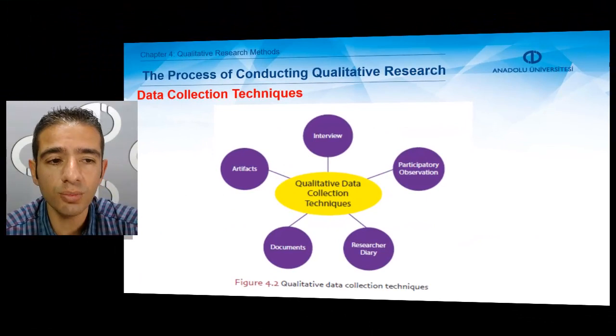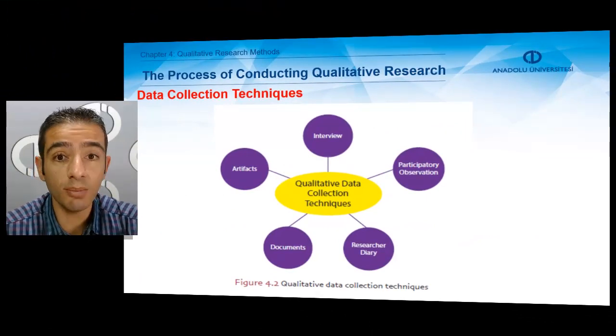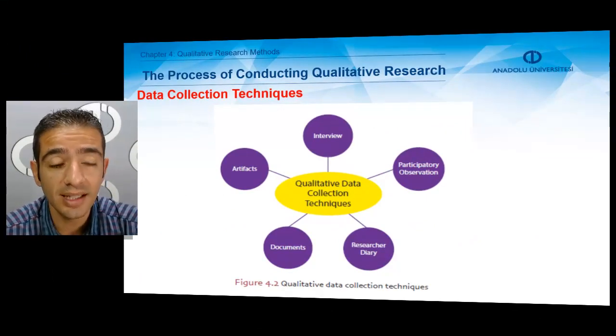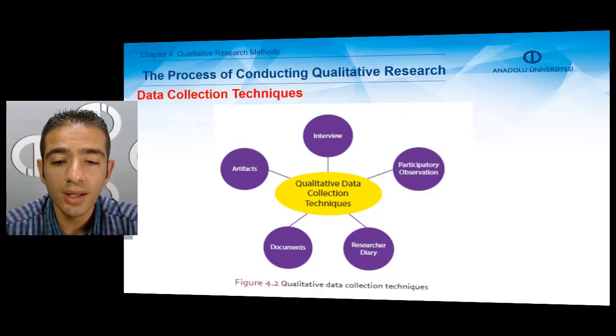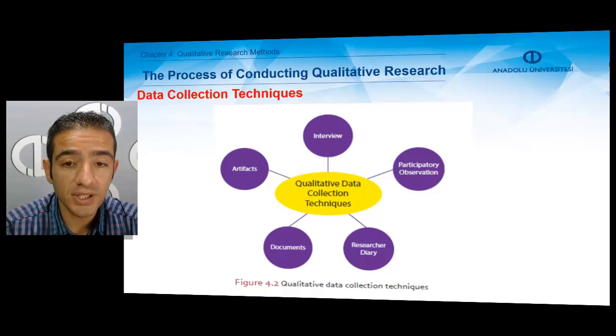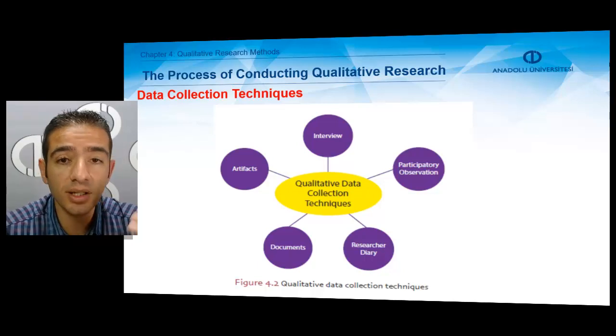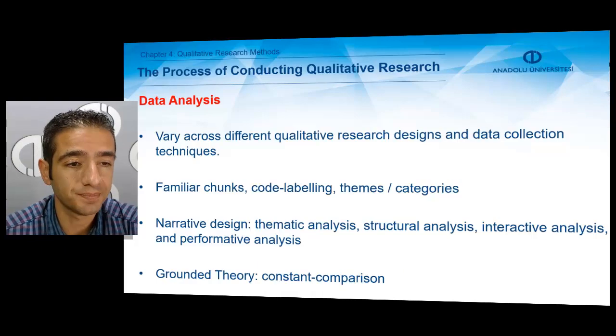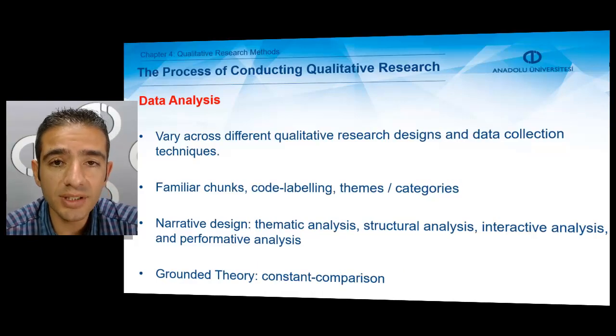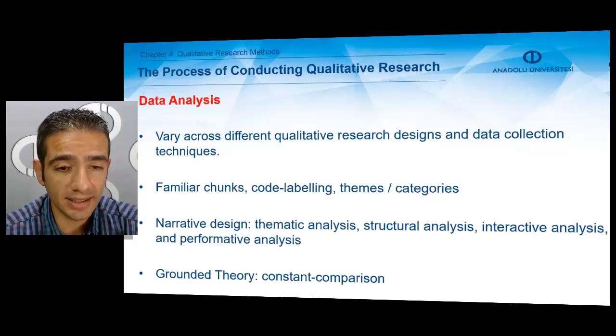And after deciding on your participants, of course, you have a number of data collection techniques that are commonly used in qualitative research, such as interviews, observations, diaries, documents, and artifacts. All of them are commonly used in qualitative research, and with the help of these data collection tools, you can collect your data from your participants. And after collecting your data, of course, it's time for analysis.